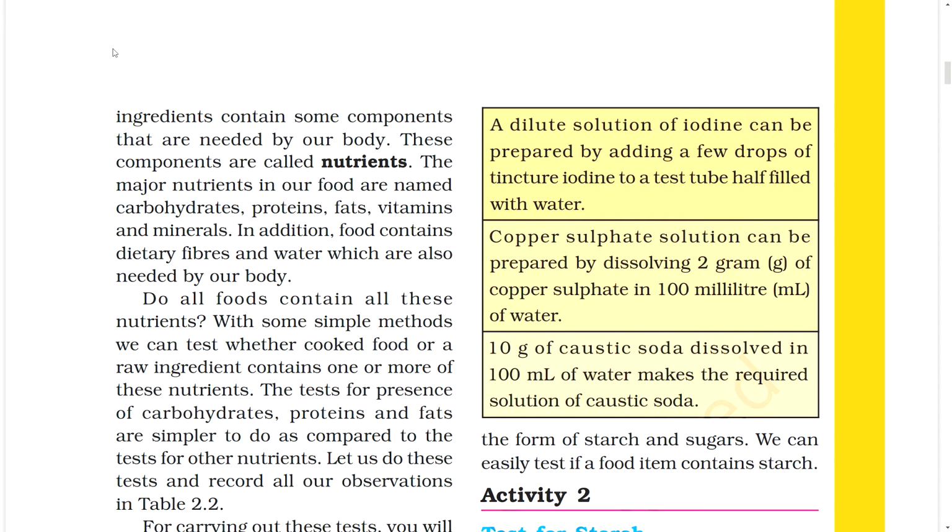A dilute solution of iodine can be prepared by adding a few drops of tincture of iodine to a test tube half filled with water. Copper sulphate solution can be prepared by dissolving 2 grams of copper sulphate in 100 ml of water. 10 grams of caustic soda dissolved in 100 ml of water makes the required solution of caustic soda. The form of starch and sugars. We can easily test if a food item contains starch.